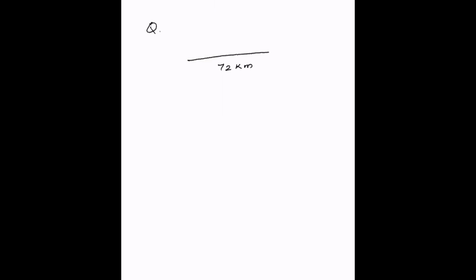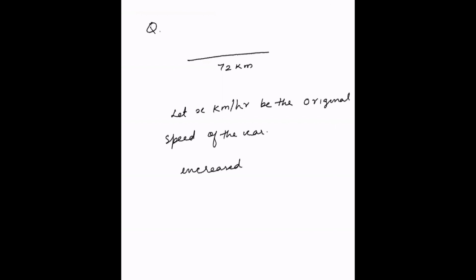Now, increasing the speed of a car. So what we will do is, let us consider x be the original speed of the car, because we don't know what the original speed is. So let x kilometer per hour be the original speed of the car. Now, what will be the increased speed? Increased speed would be x plus 10 km per hour.